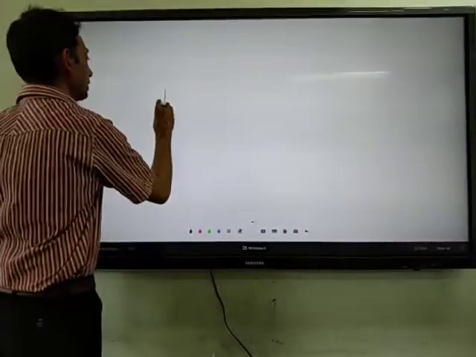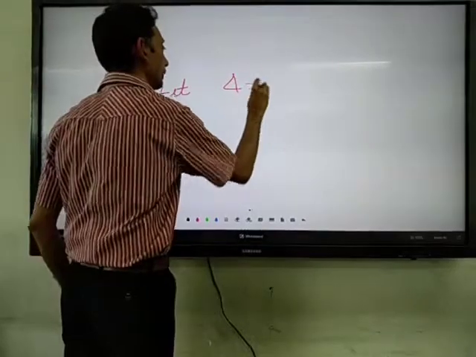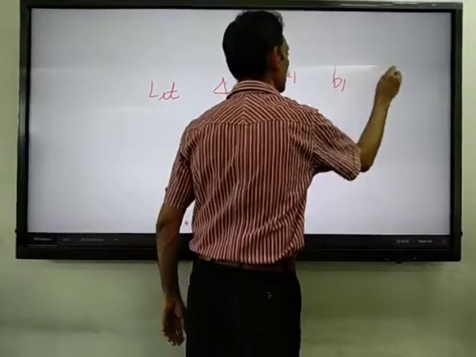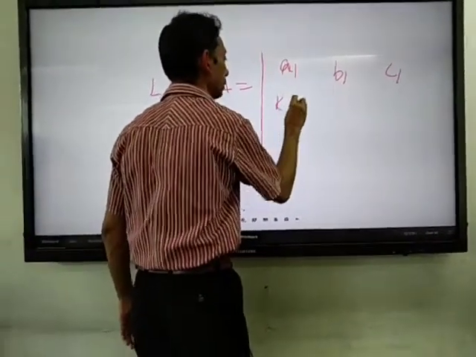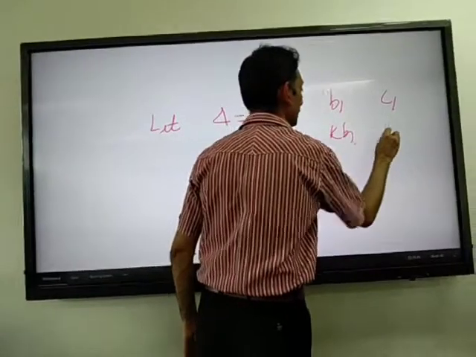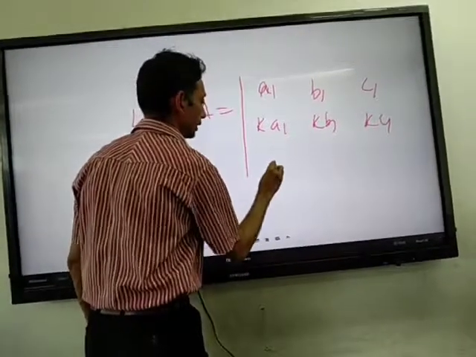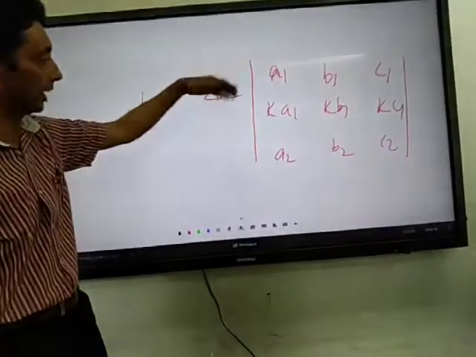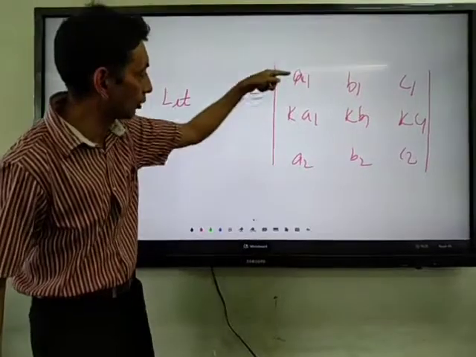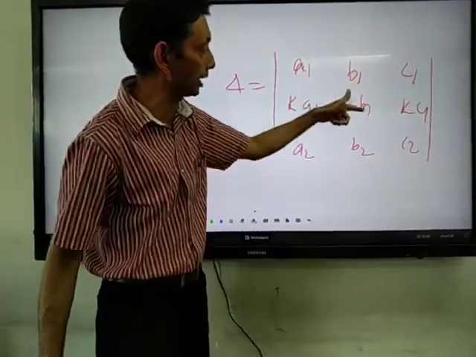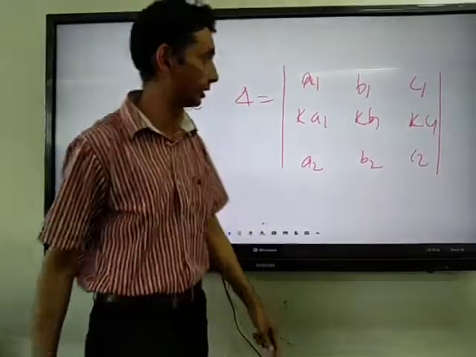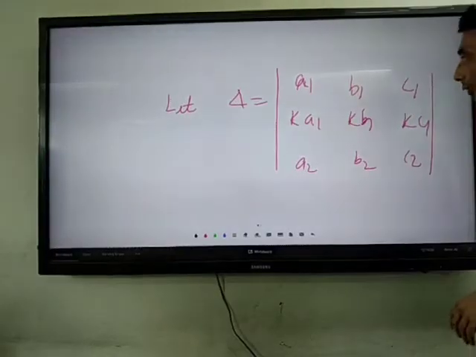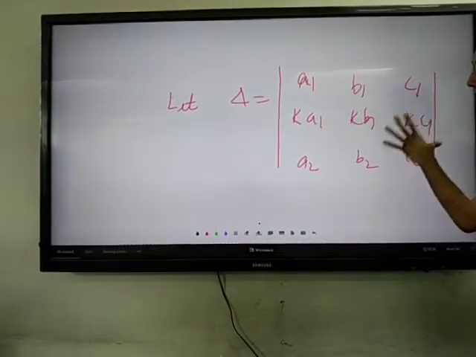Let delta be equal to a1, b1, c1, then ka1, kb1, kc1, then a2, b2, c2. Now if we compare the first row and the second row, a1 by ka1 equals b1 by kb1 equals c1 by kc1. That means the elements of the first row and the second row are in proportion. Now what happens? What will be the value of the determinant?